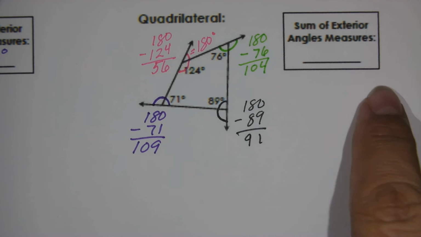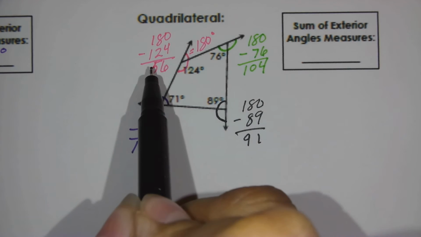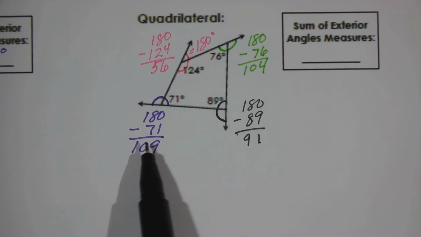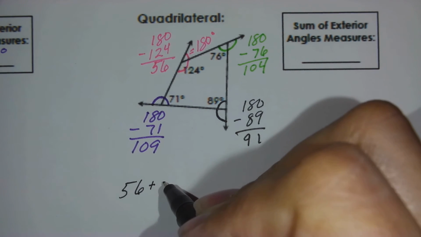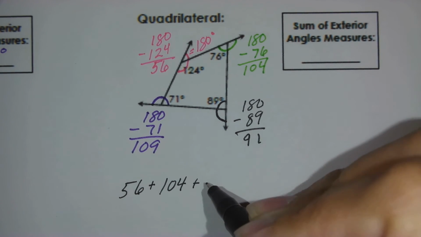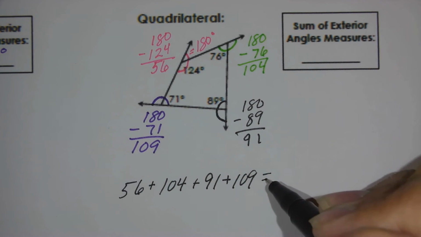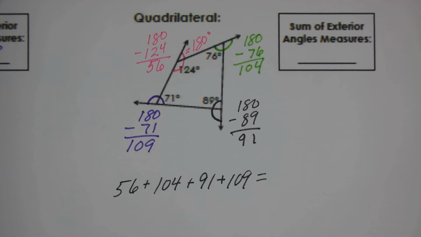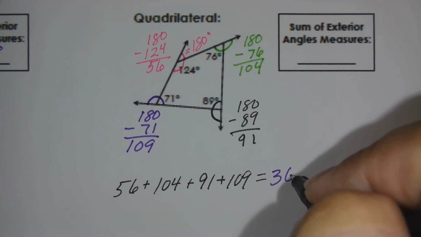Now one more time, we're going to go ahead and do the sum of the exterior angle measures. So that means we're going to have to add everything up. So again, we're adding up the exterior angles. So we're going to have to add 56 plus 104 plus 91 plus 109. Go ahead and take some time. Go ahead and do the addition. And one more time, you should get 360 degrees.